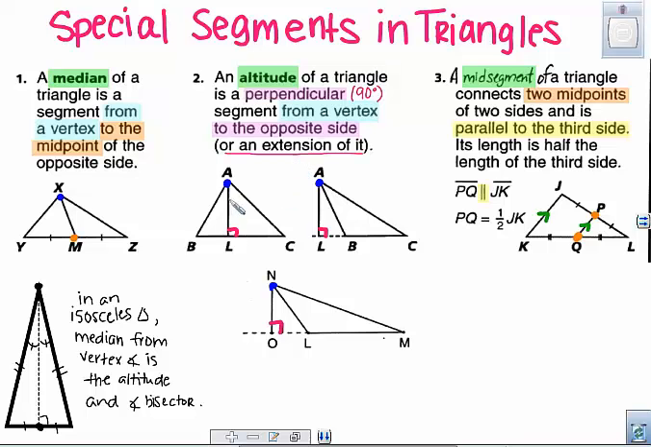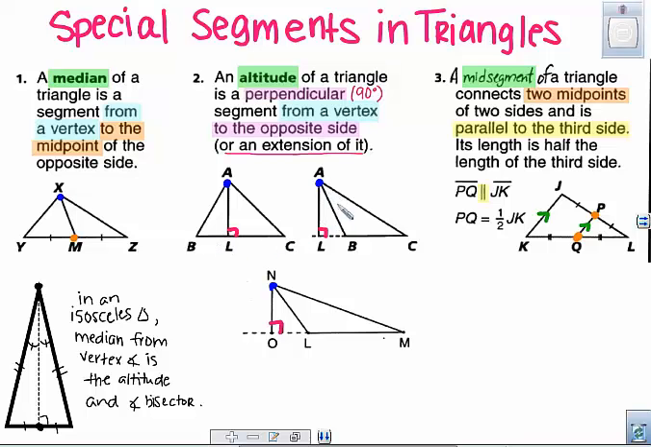And you can see here in this acute triangle ABC, if you connect it to the opposite side, we'll call this point L, a 90-degree angle. L is not the midpoint, obviously. This is much shorter than LC.